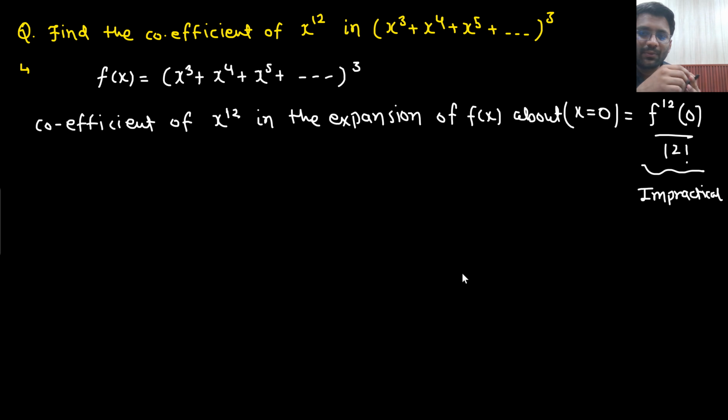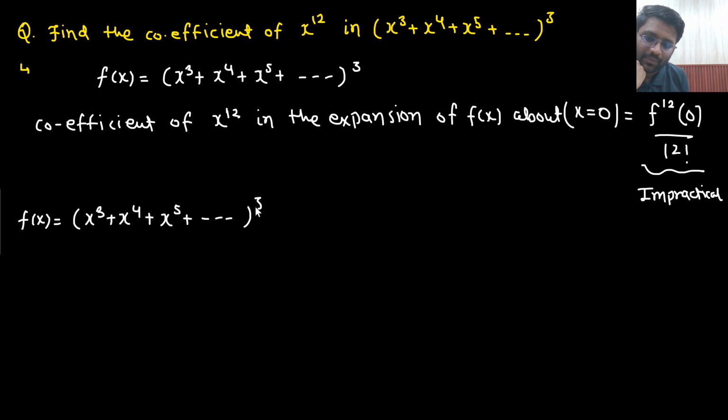One time differentiation I will do, then it will become very complex. We cannot differentiate it 12 times. So we have to think of something. Let's think about this f(x). What is this f(x)? Sir, f(x) is given as nothing but x cubed plus x to the power 4 plus x to the power 5, all to the power 3.